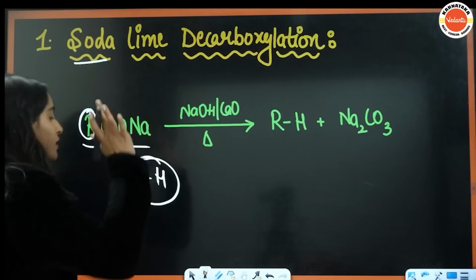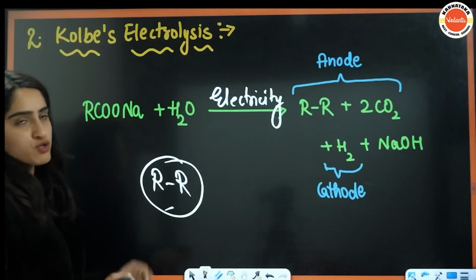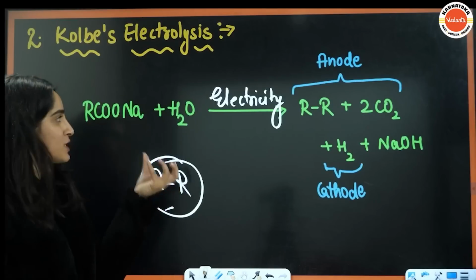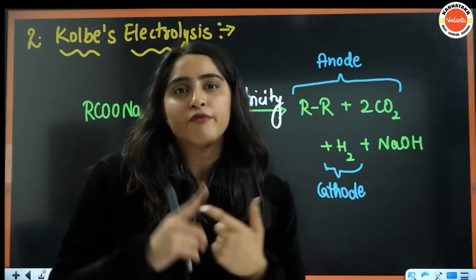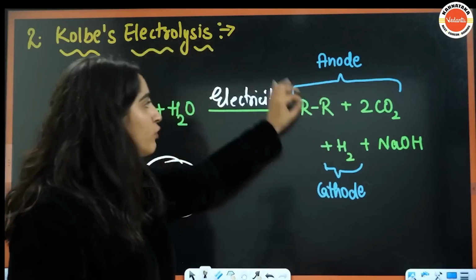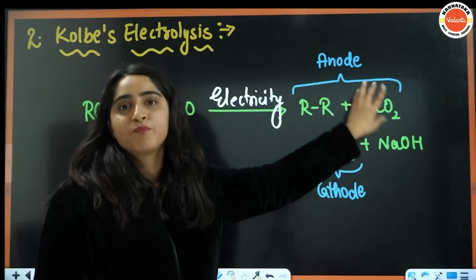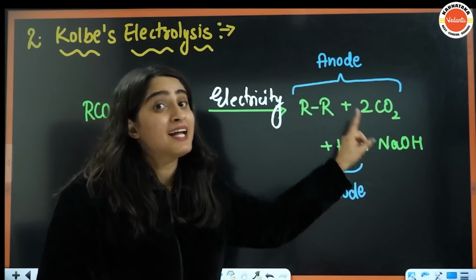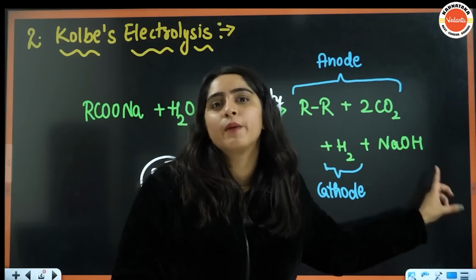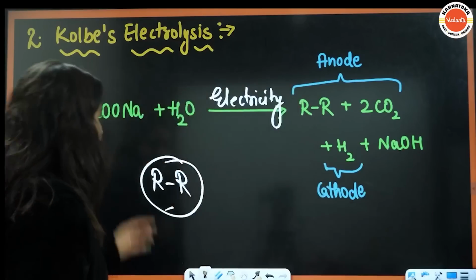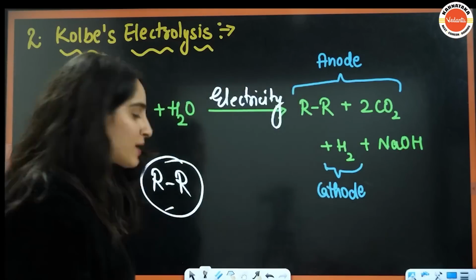Now the next thing is, in Kolbe's electrolysis, we have the sodium salt of a carboxylic acid and electricity is passed through it. So what are the compounds that are formed at the anode and cathode? At the anode, we have alkane and carbon dioxide, and at the cathode, we have hydrogen gas. And this is a basic medium because of NaOH. That's it. Also, this proceeds through a free radical mechanism.